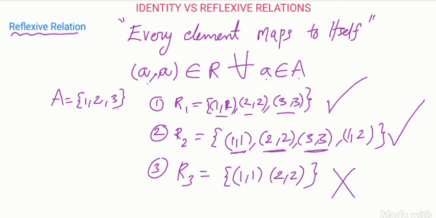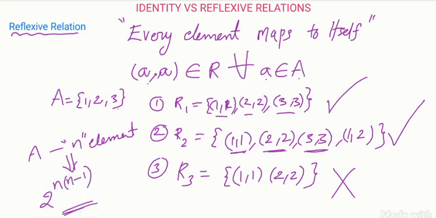For a set A that contains n elements, I already said there is only one identity relation. But coming to reflexive, when a set contains n elements, 2 power n(n minus 1) reflexive relations are possible. See how many reflexive relations we can get: 2 power n(n minus 1) reflexive relations we may have. So this is the difference between identity and reflexive relation. Hope you understand the difference clearly.